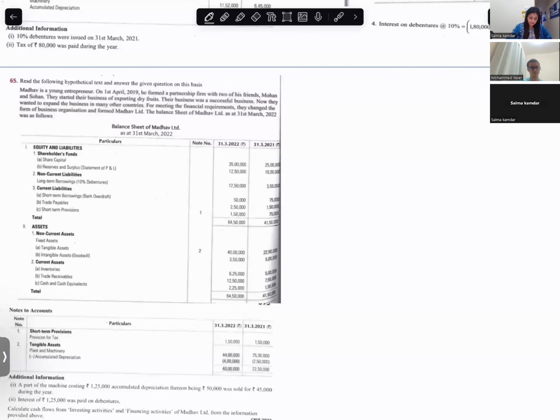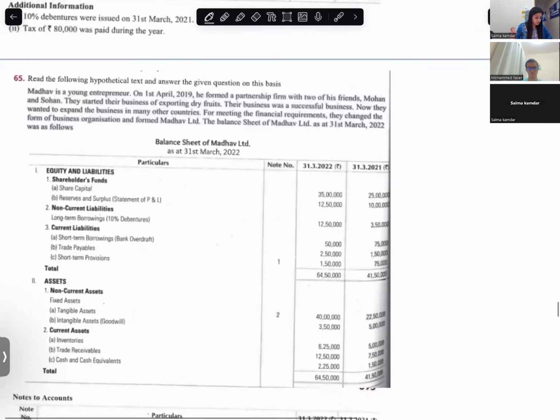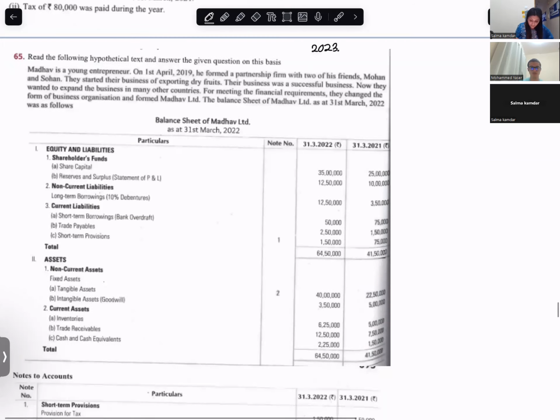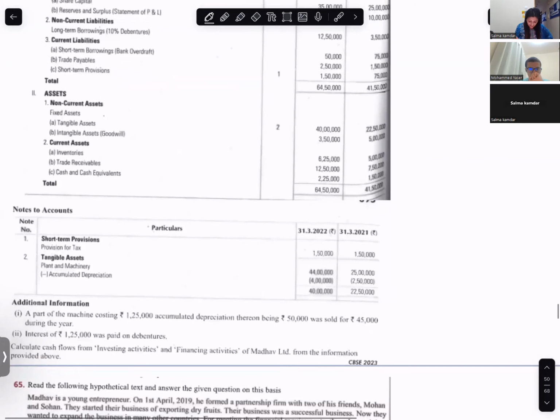Okay. So this is the paper of 2023. CBSE 2023 paper. What do they want us to find out? Calculate the cash flow from investing activities and calculate the cash flow from financing activities.